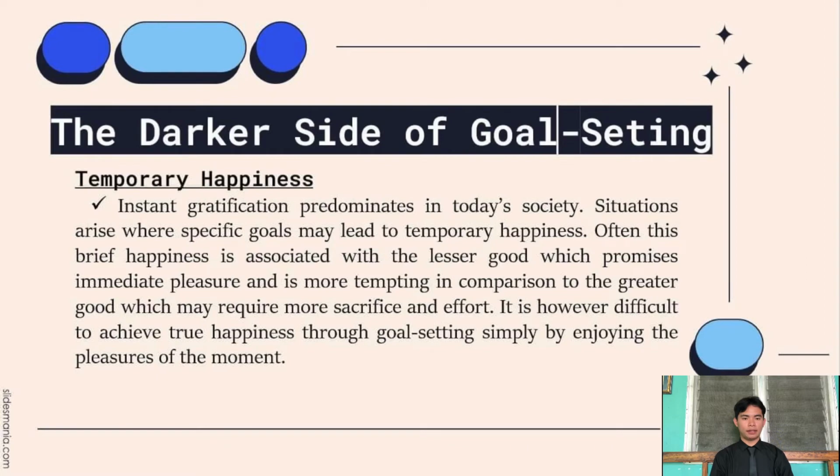The darker side of goal setting. Temporary happiness. Temporary happiness is short-term gain at long-term expense. This instant gratification predominates in today's society. Situations arise where specific goals may lead to temporary happiness.